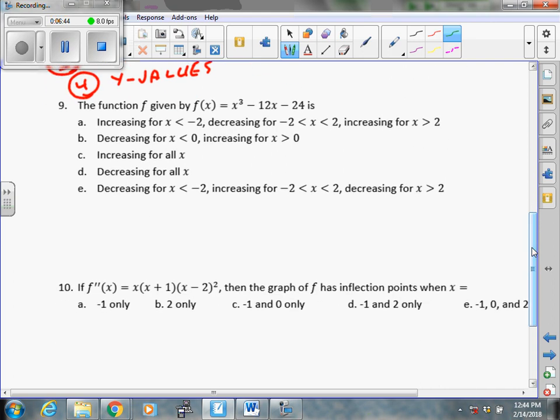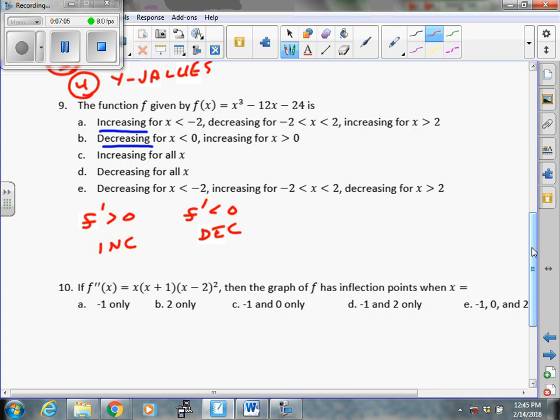This one, okay, again, I don't see particular words, but yes, I do. I see increase, decrease. Well, what's your flashcard? For increase, your derivative must be positive. For decrease, your derivative must be negative. That's your flashcard.